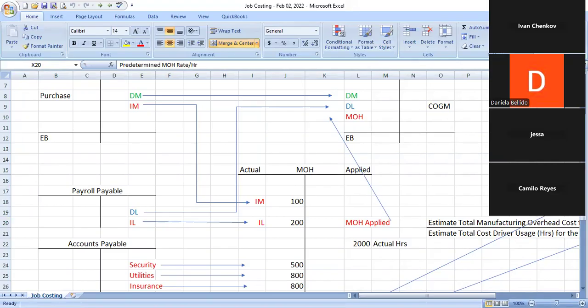With the traditional method, we come up with the predetermined manufacturing overhead, which we estimate before the beginning of the period. We estimate the total cost, estimate the total usage, and come up with the estimated rate, the predetermined manufacturing overhead rate. And then when somebody actually uses it, we apply it.